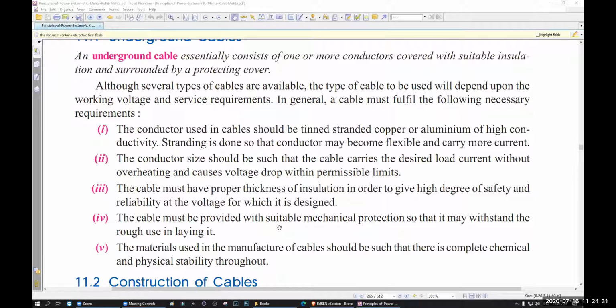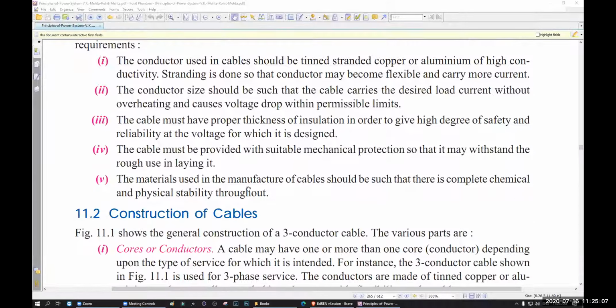The cable must be provided with suitable mechanical protection so that it may withstand rough use during laying. It should have enough protection because it will be under the ground. Over the ground, there will be buses, trucks, people, and a lot of soil, so it should be strong enough. The material used in manufacturing the cable should give complete chemical and physical stability throughout. Under the ground, there are lots of acids, alkalines, and other chemicals, and it should be free from chemical reaction.